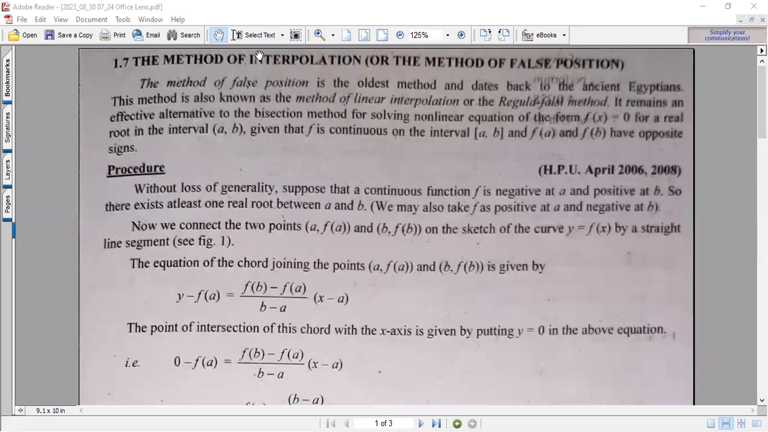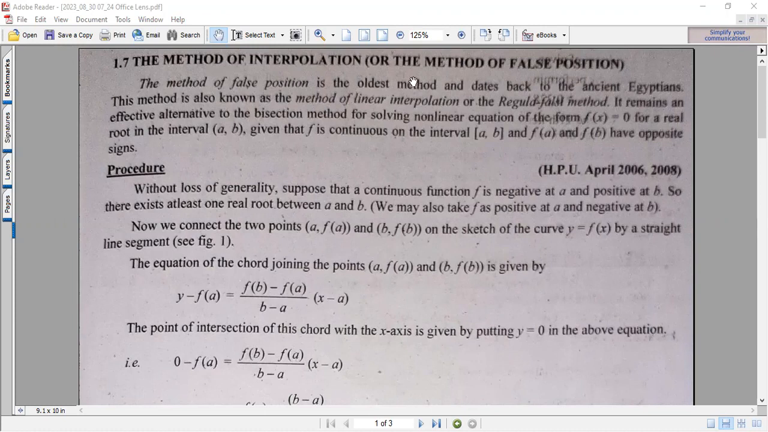In the previous lectures, we discussed the bisection method and its types of questions. Now, in this video, we will discuss the method of false position, the second method in the syllabus. The method of false position is also known as the method of interpolation, the method of linear interpolation, or the regula falsi method.